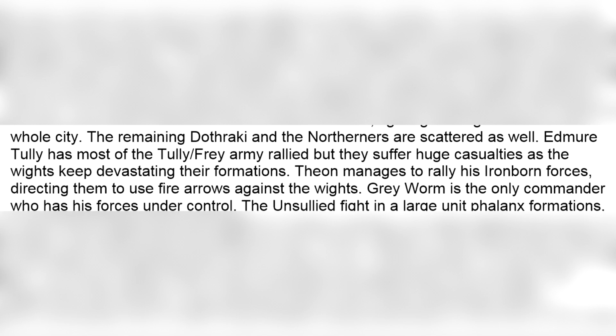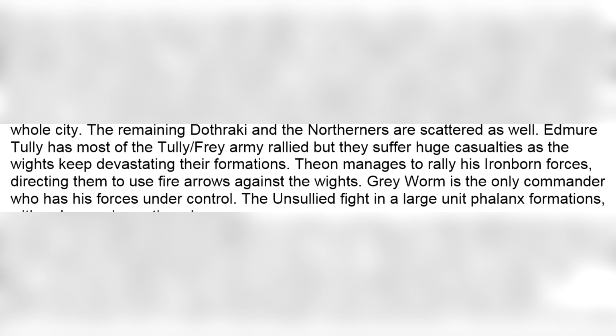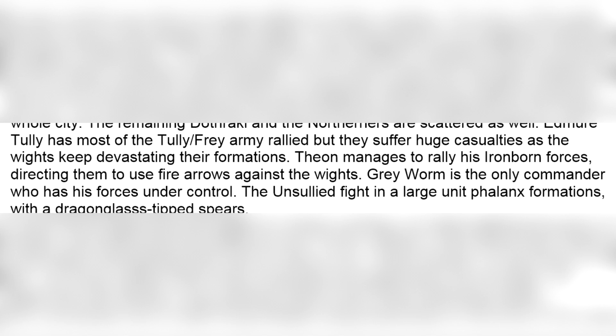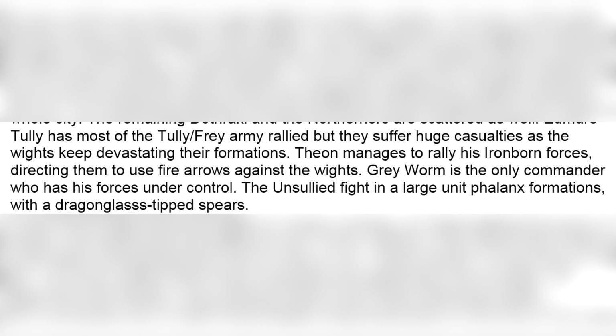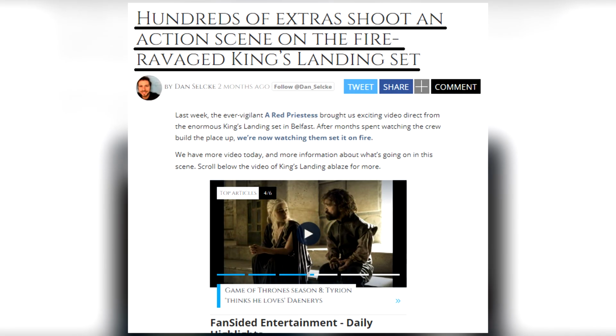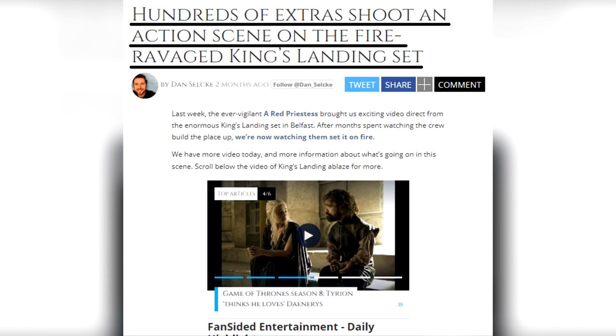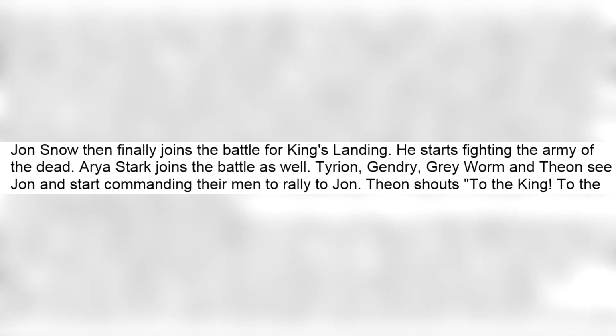Grey Worm is the only commander who has his forces under control. The Unsullied fight in large phalanx formations with dragonglass-tipped spears. This huge battle has been confirmed as well, with reports of 600 extras filming a huge battle sequence at the King's Landing set. Anyways, the outline then states that Jon Snow finally joins the battle for King's Landing.